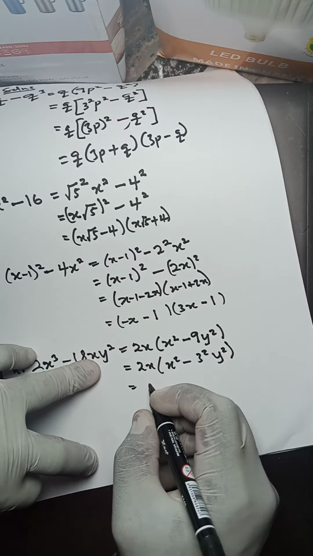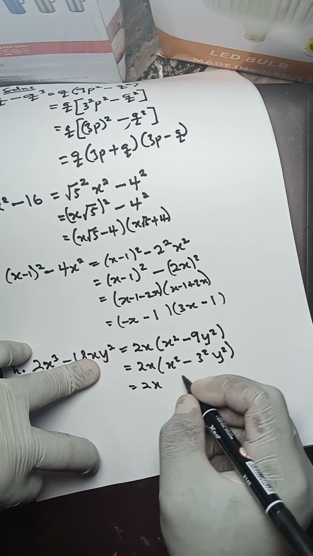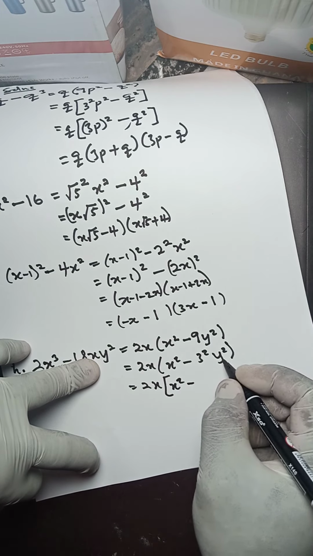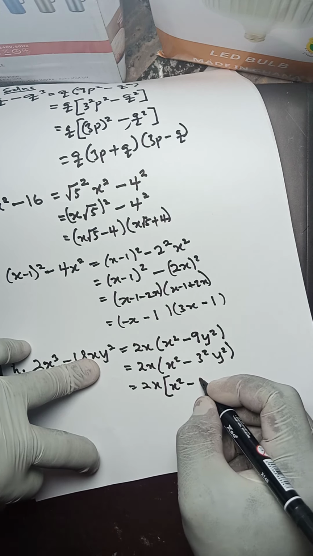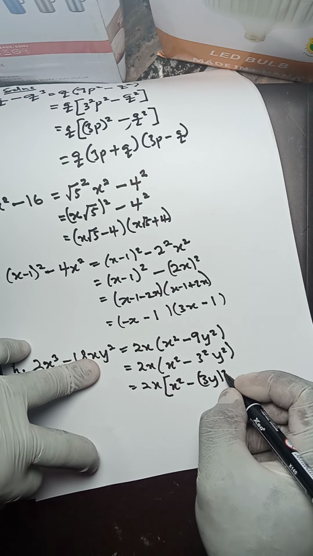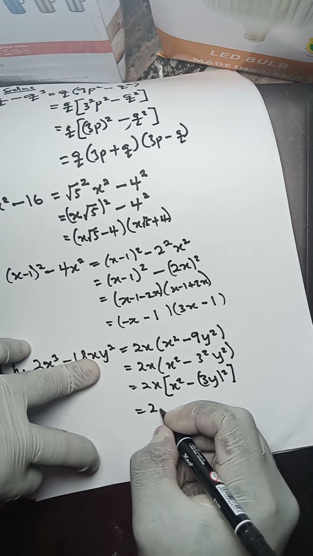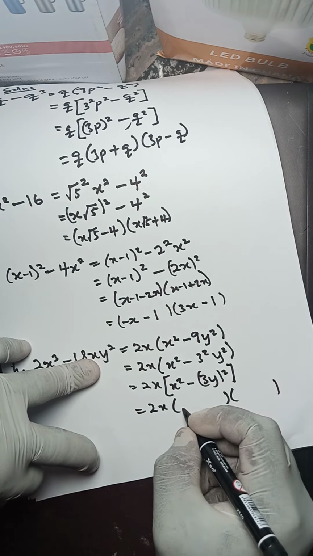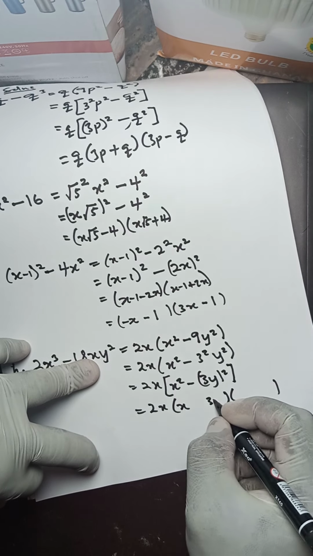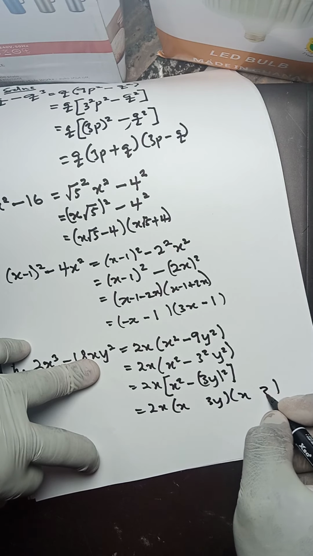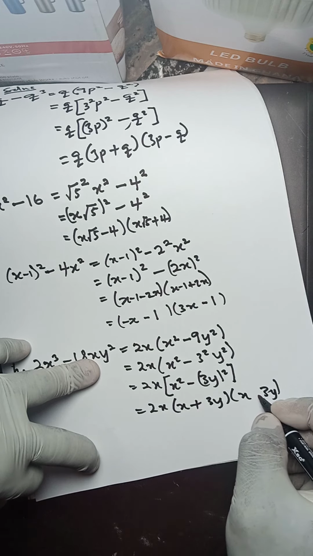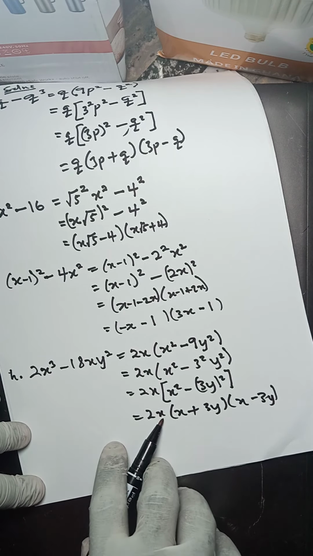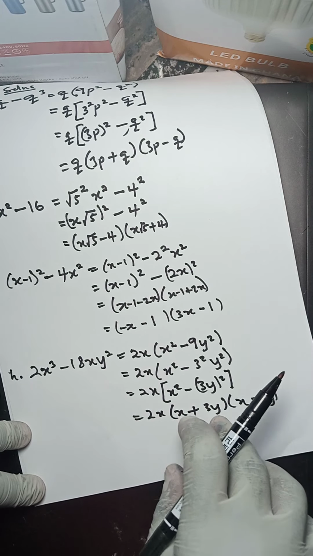So we have our 2x, then this becomes x squared minus, when you merge this you get 3y, everything squared. Then 2x, this is now a difference of 2 squares, so 2 brackets, so we have x plus 3y, x minus 3y, plus or minus, and this should be our answer. No need to multiply again, this should be your answer.